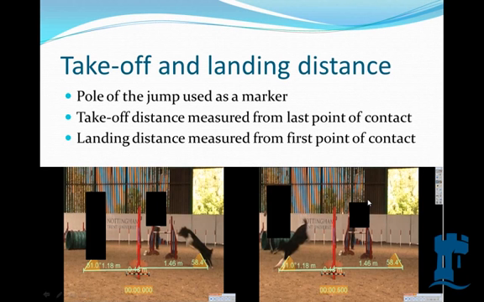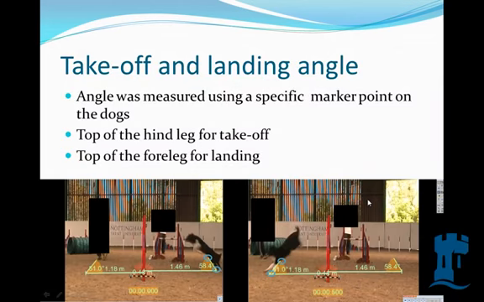The pole at the bottom of the jump was used as a marker, so I measured from the pole to where the dog took off. Take-off distance was measured from the last point of contact with the ground, as you can see in the first image. Landing distance was measured as the distance between the pole and first contact with the ground, as you can see in the second image.